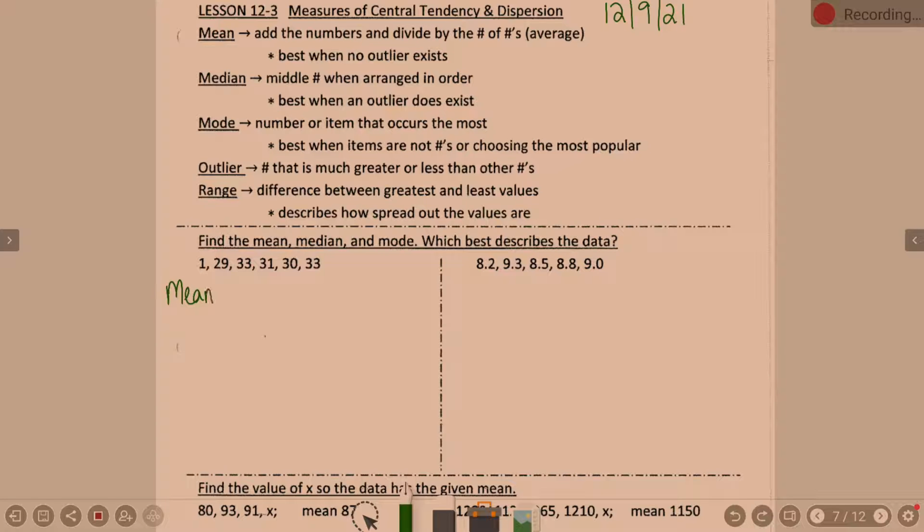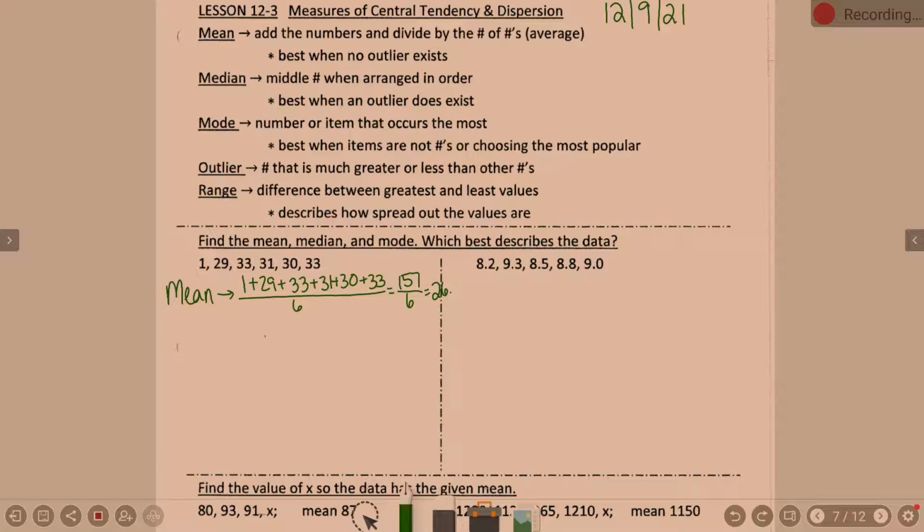So you're starting with mean? Yeah. And what are we doing for mean? Adding all together. Okay, we're going to add these: 1 plus 29 plus 33 plus 31 plus 30 plus 33. 157. And then what are we doing with that 157? Dividing by 6, because there are 6 numbers. Good. And 157 divided by 6, according to the calculator? 26.16.